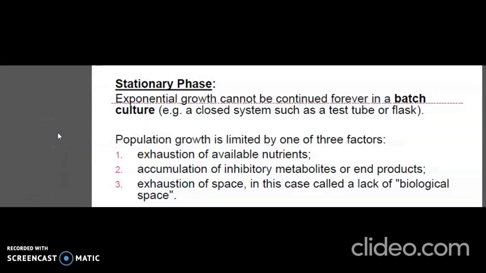The exponential growth cannot be continued forever in a batch culture, for example, a closed system such as a test tube or flask. The population growth is limited by one of three factors in stationary phase. The first factor is the exhaustion of available nutrients. The second one is the accumulation of inhibitory metabolites or end products. And the third is the exhaustion of space, and in this case, it's called a lack of biological space.